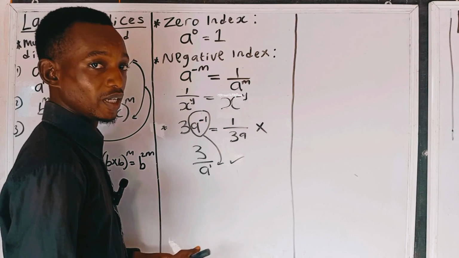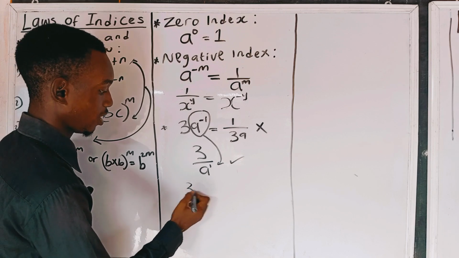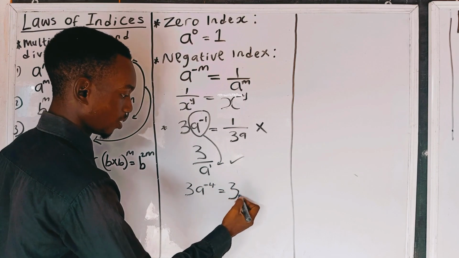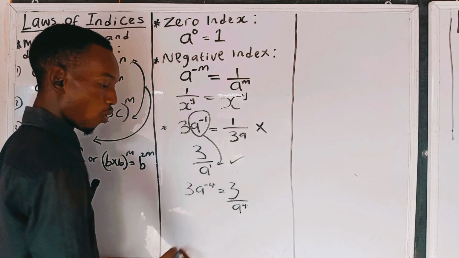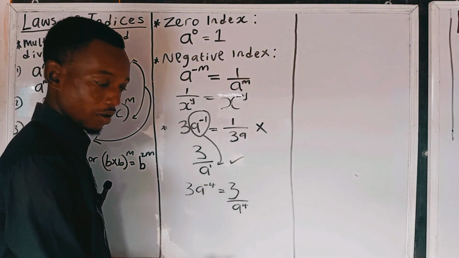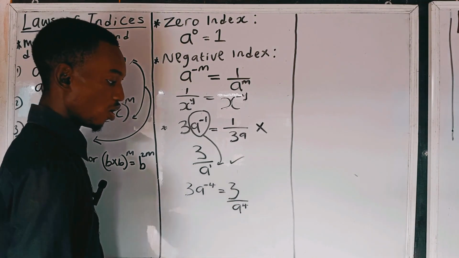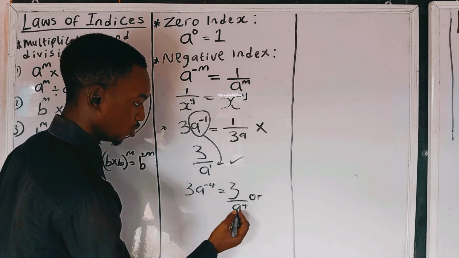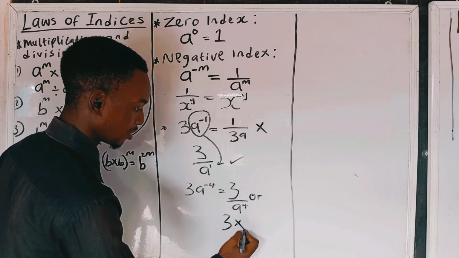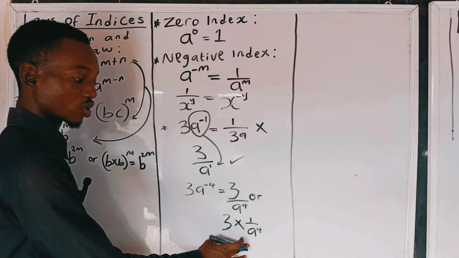And also, the power can be any number. It might even be 3a to the power of negative 4. That doesn't mean we still give 3 all over a to the power of 4. It's this minus that is becoming the fraction, so only the a keeps the power. Or an easier way to write this so you understand it better is by saying 3 times 1 over a to the power of 4. You can also write it in this convenient way.